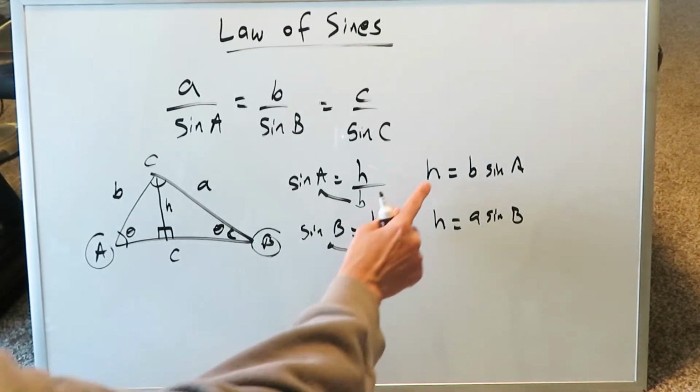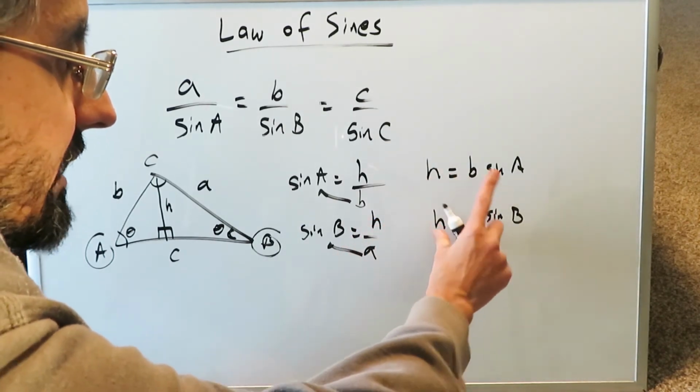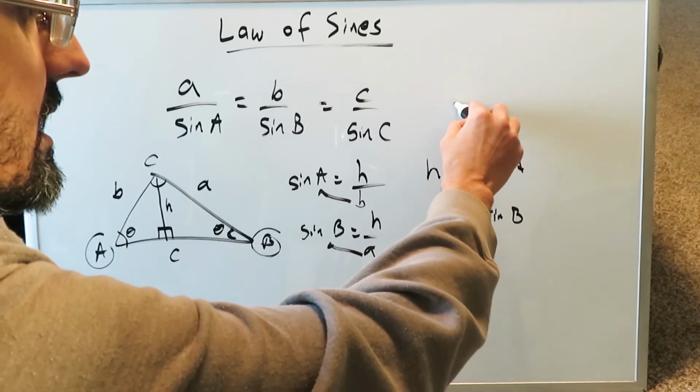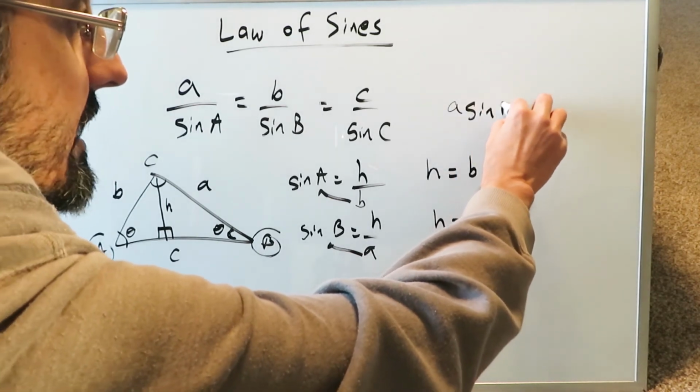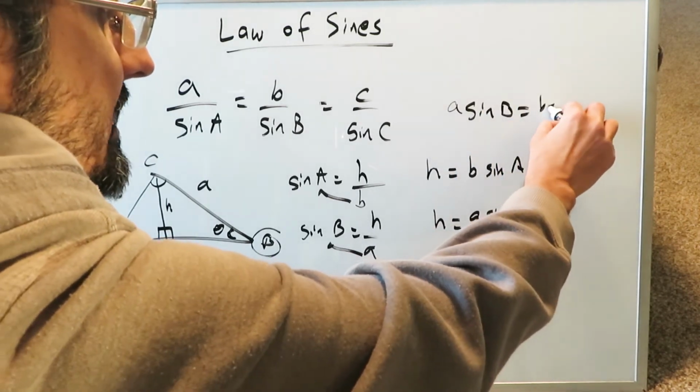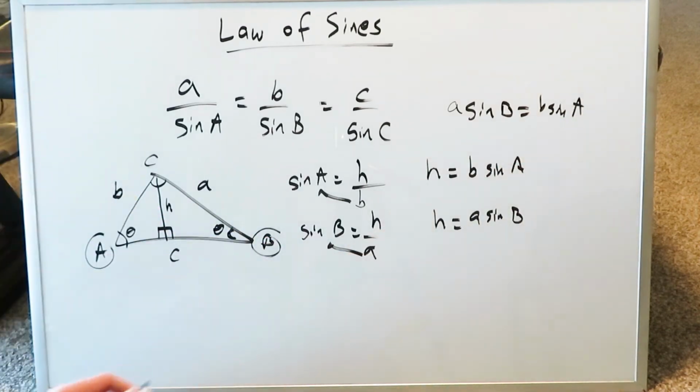We know h is equal to that and this is equal to that, therefore they're both equal to each other, and you can write that relationship down. A sine angle B is equal to B sine angle A. We've gotten that relationship out and it'll be very helpful.